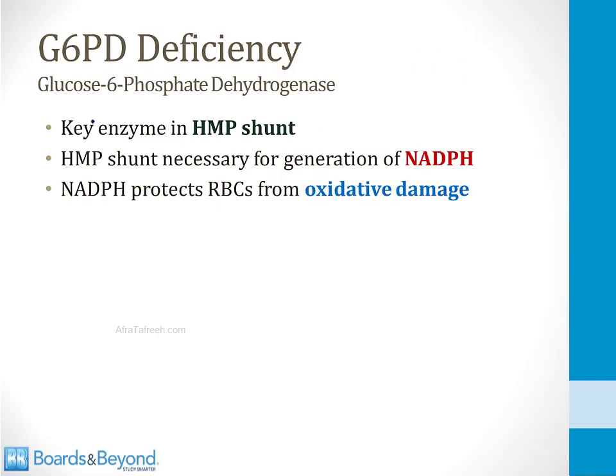Our next intrinsic cause of hemolysis is a deficiency of the enzyme glucose-6-phosphate dehydrogenase, or G6PD.